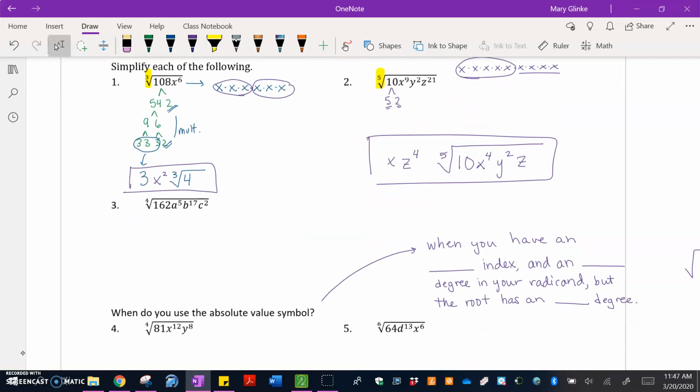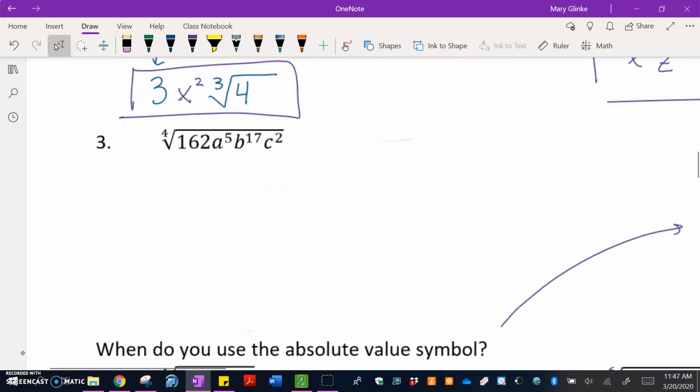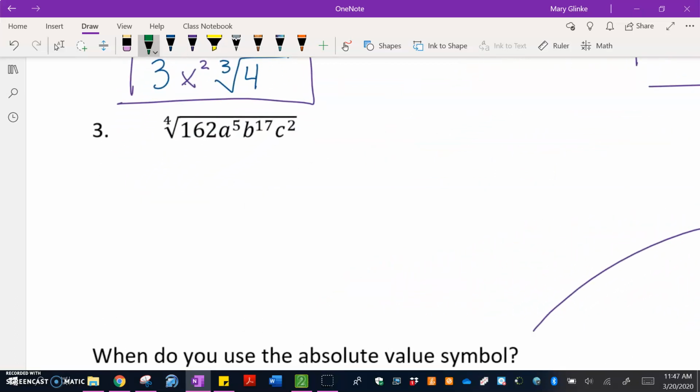For number 3, we're going to do the same idea. I'm going to zoom in here so you can see it a little bit more close up. We're going to take 162 and break it down. It is 81 times 2. 81 is 9 times 9, and each of those can be then broken down.